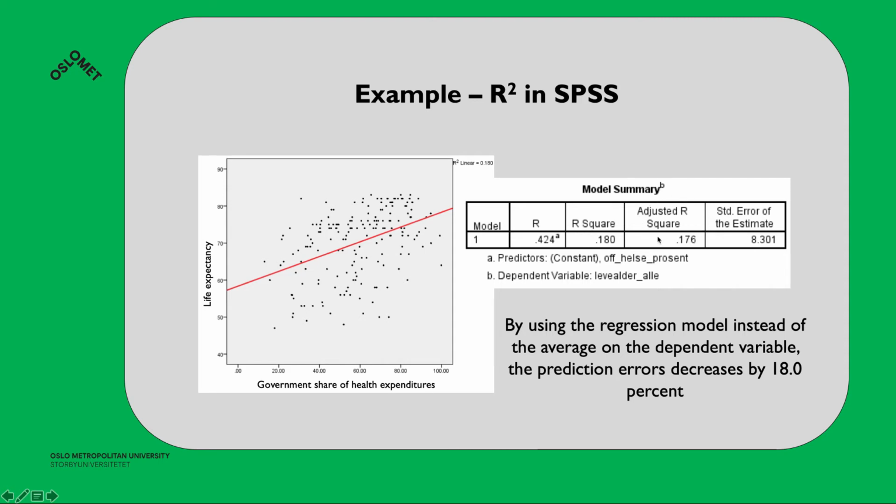Often we will interpret the adjusted R square, because the R square, this line, will be even better fitted when we add more independent variables, when we go from the bivariate to the multivariate regression model. So often the R square will go up, and we want to adjust for that, and then we use a little bit more conservative measure, which is the adjusted R square. This will often have a bit lower value than R square, but both are good. We can use both, but the main point is that by using the regression model instead of the average, we decrease prediction errors by, in this model, 18%.